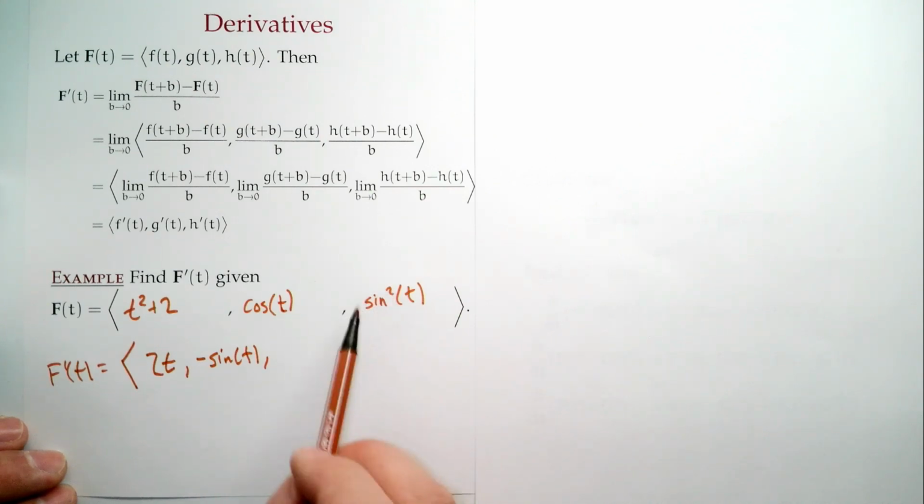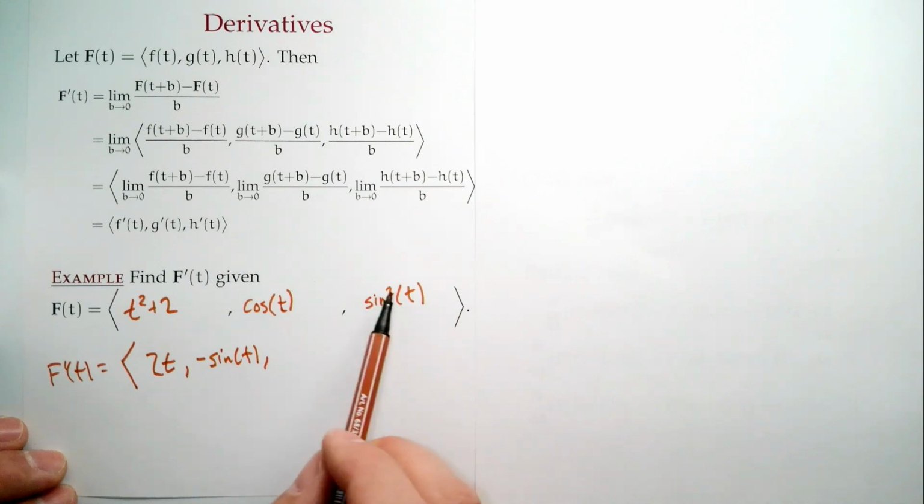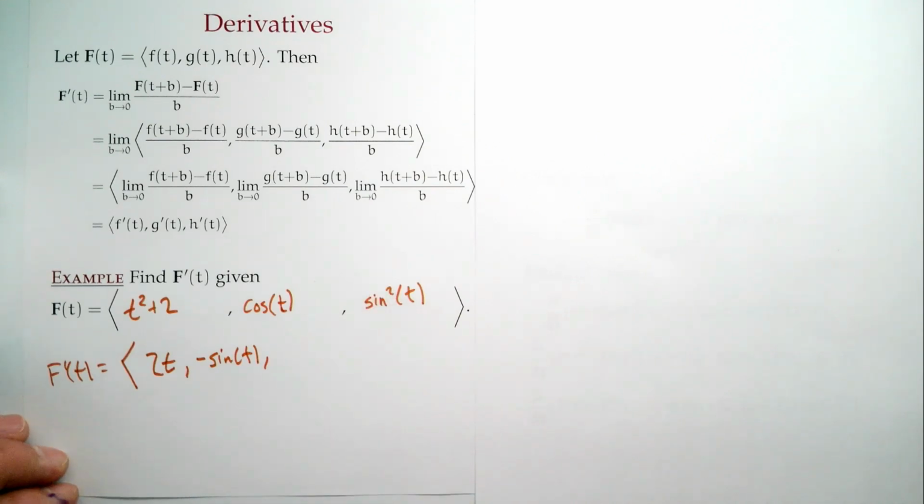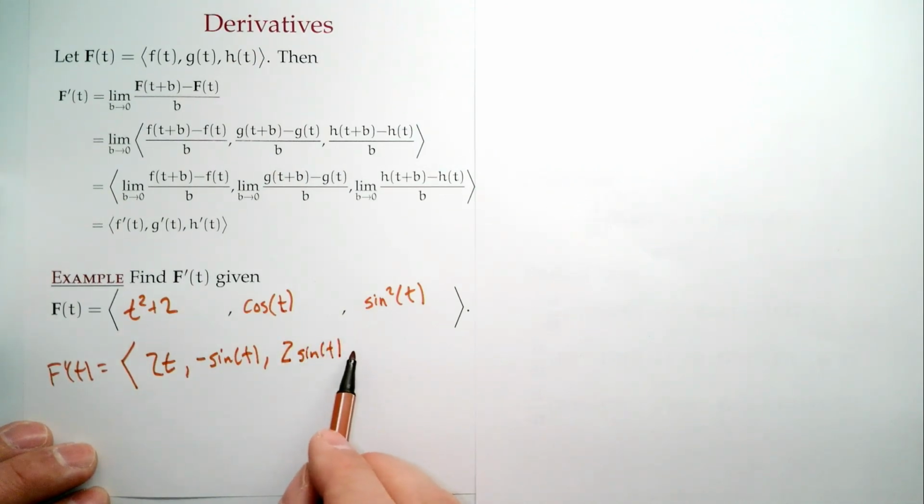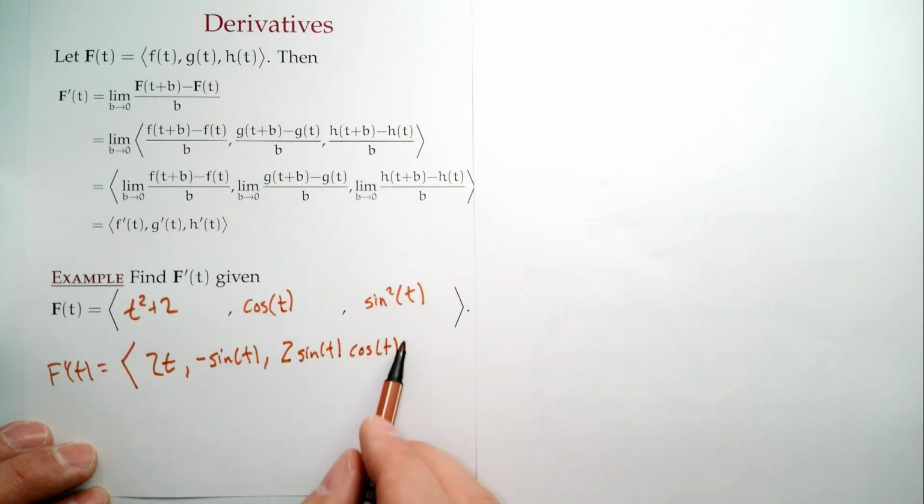So we think of it as sine squared of t. Think of it as the function sine being squared. We use the chain rule. The 2 comes down. Sine of t to the first power times the derivative of sine, which is cosine.